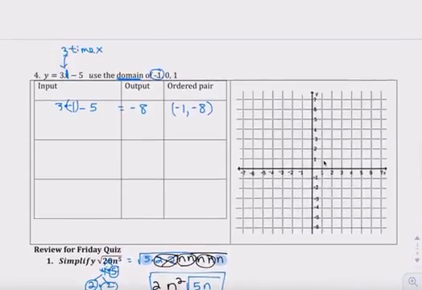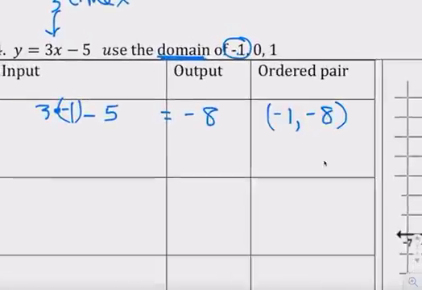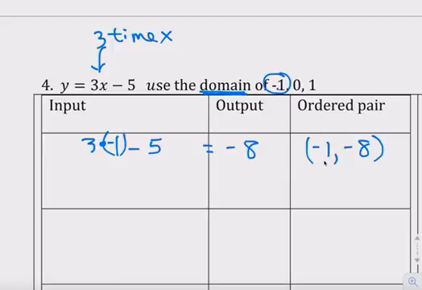Now the other one will look exactly like number 4 here. And I was explaining in period 5, you read this as 3 times x. So the domain is x. So you substitute where x is, the first one is -1. So 3 times -1 now in place of the x. So we have here 3 times -1 minus 5. You get a -8. -1, -8.